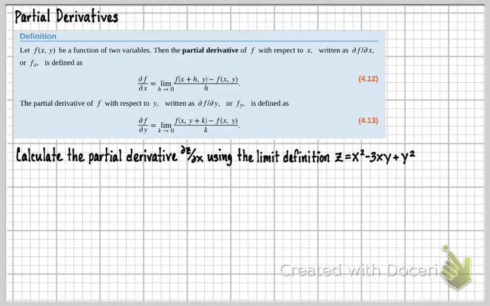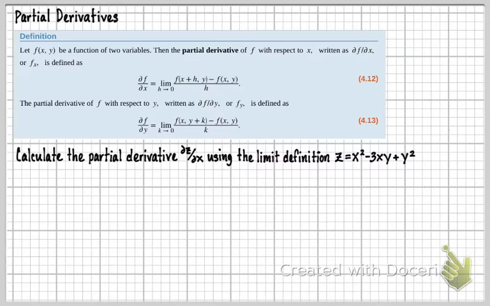Partial derivatives. Now let's just take a look at this definition below here. It says let f of x,y be a function of two variables. Then the partial derivative of f with respect to x, written as df over dx, or f sub x, is defined as df over dx equals the limit of f of x plus h, comma y, minus f of x,y over h. And that is the limit of that as h goes to 0.